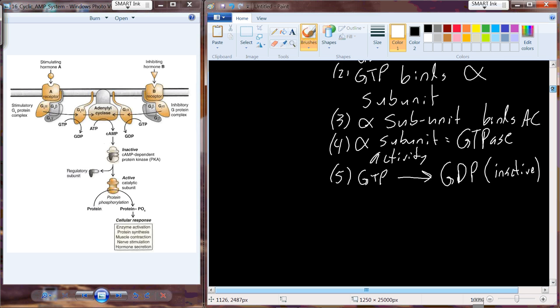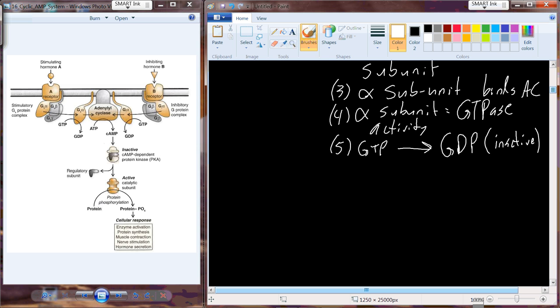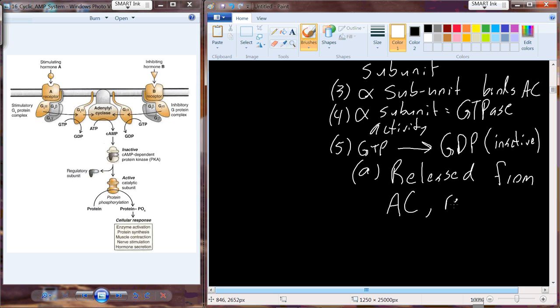So once that catalyzation process occurs, where the GTP is converted into GDP and we reinactivate, the interaction that was created between the G protein alpha subunit and adenylate cyclase is actually going to cease. And so that alpha subunit is released from adenylate cyclase and it settles back into the beta and gamma subunits, and we go back to that inactive complex.